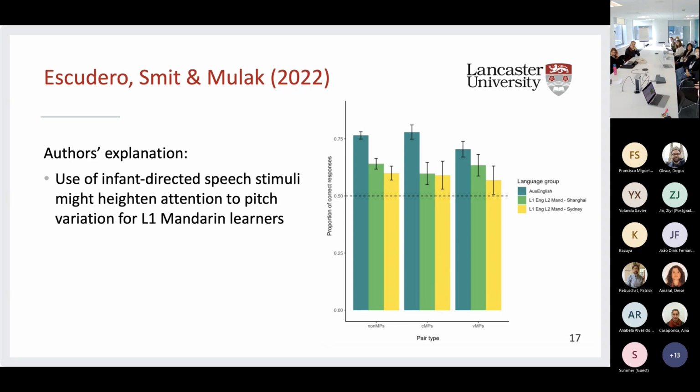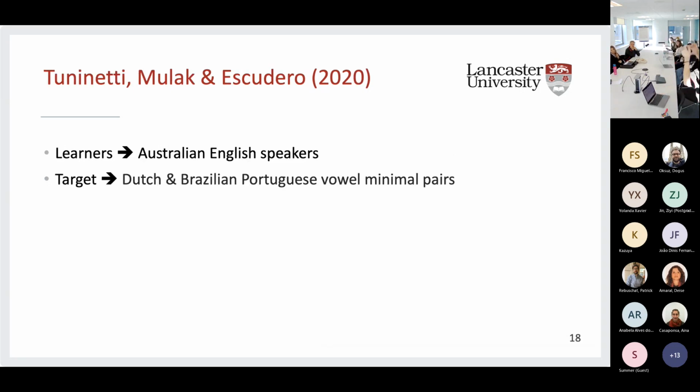Okay, so this study tells us that L2 second language non-native sounds could affect cross-situational learning. And similarly, this study by Tuninetti et al., they also looked at L2 word learning in a cross-situational paradigm.